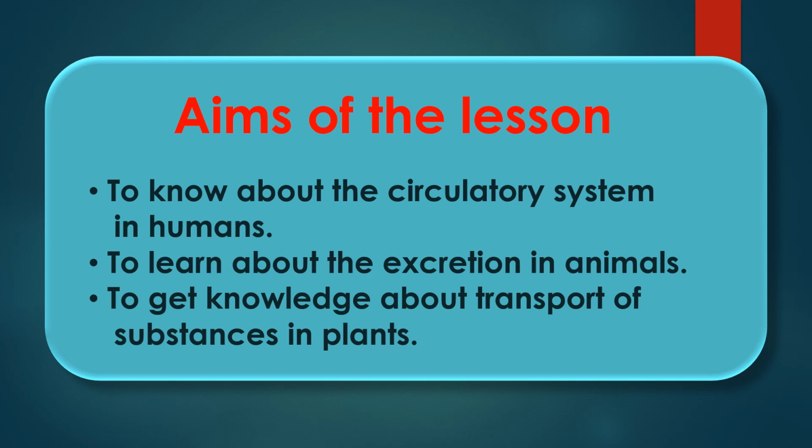Aims of the lesson are to know about the circulatory system in humans, that is how the material circulates in the human body, to know about the excretion in animals, how the waste products get excreted from the body, and to get awareness about transportation of substances in plants.